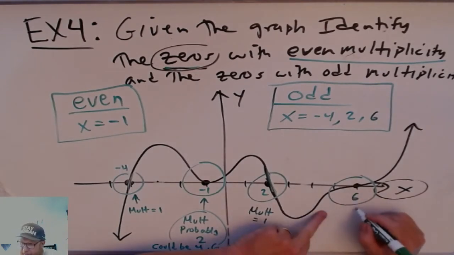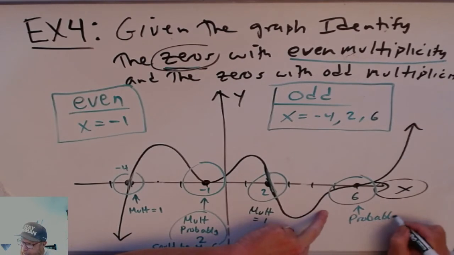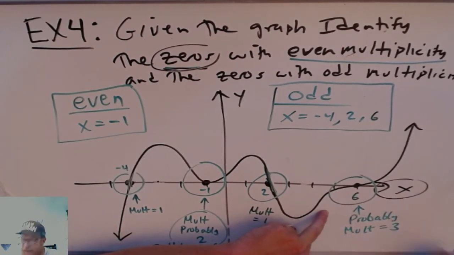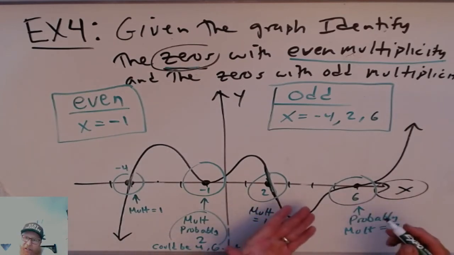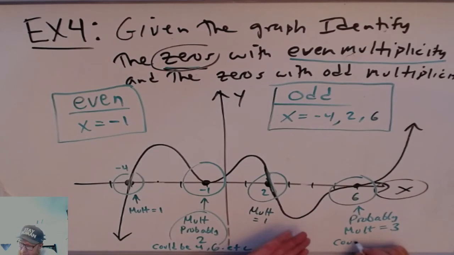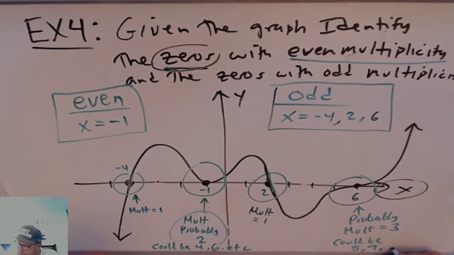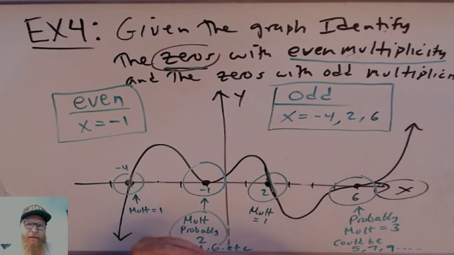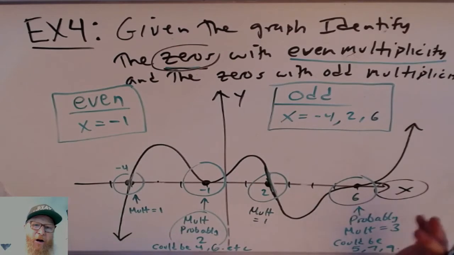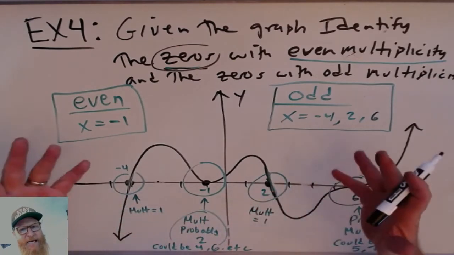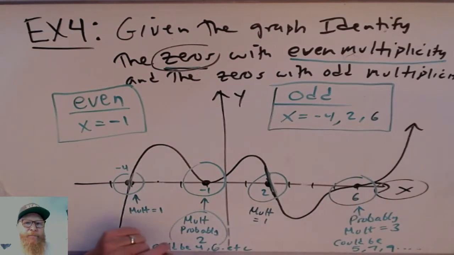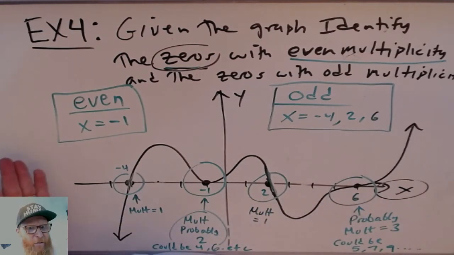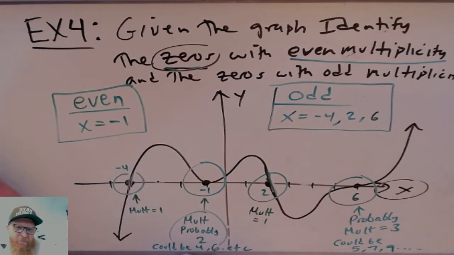And then the same thing here. This is probably multiplicity 3, but there's no guarantee. I just know that it's not 1 and it's not 2. So it's probably 3, but it could be 5, could be 7, could be 9. You never know what it could be. So when you look at a graph or when you draw a graph, you should always think about what it is, but also think about what it could be, because you never know. In fact, you never know until you know.